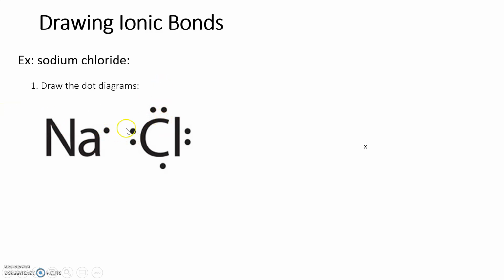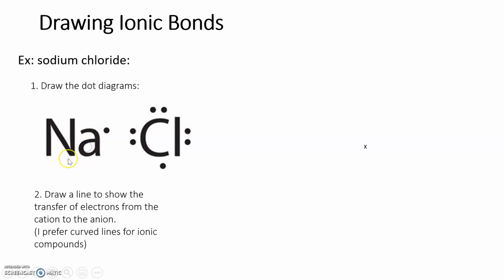Sodium has 1 dot. Chlorine has 7 dots. So you kind of see chlorine's missing 1. Sodium would love to give up 1. So what do we do? Well, we draw a line that shows this electron will leave sodium and travel over to chlorine.